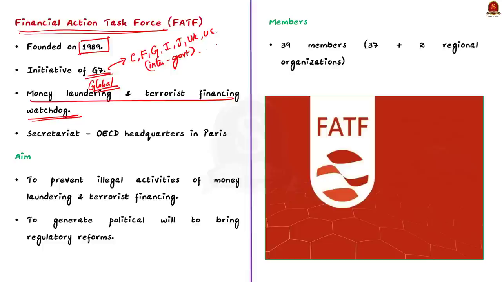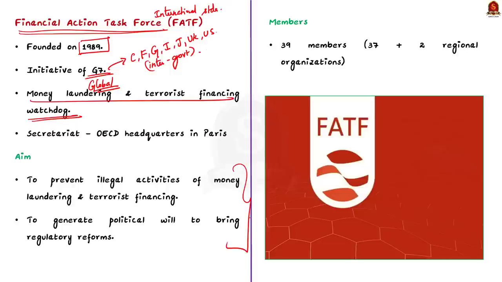It sets up international standards that aim at preventing the illegal activities of money laundering and terrorist financing. The other aim of the FATF is to prevent the harm caused by these activities to society. In addition to this, the FATF works to generate the necessary political will to bring about national legislative and regulatory reforms in these areas. So these are all the major functions of FATF.